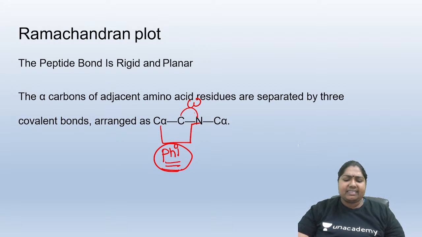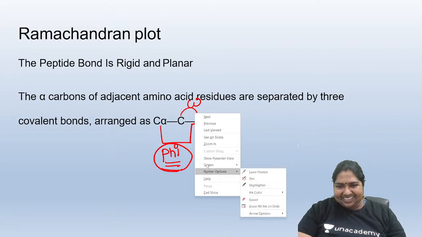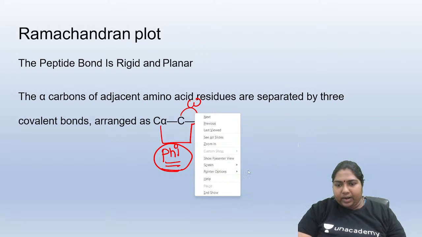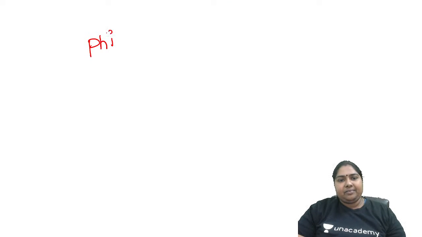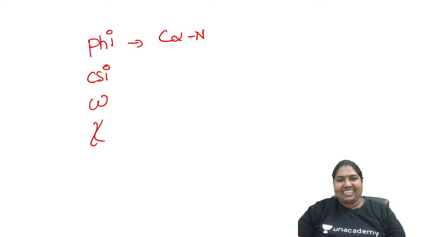We'll just rewrite it one more time, don't worry. So it tricked you all, right? So we'll write it one more time, don't worry everybody. Phi, psi, omega, and this fellow. So this is going to be C alpha and N.